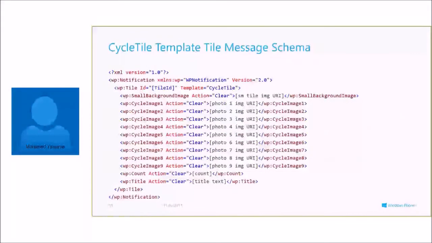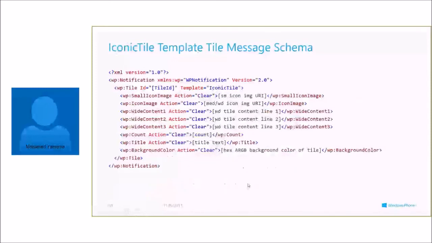Here's the cycle tile template. The same thing: you just copy and paste that and change the URIs of the application. You can send the count as well, the title, if you want. You don't need to send them all. You can send some and ignore the others. And this is the iconic tile, with the 3 wide contents that you have. You can send just one or all of them. The background color, an ARGB background color of the tile, you can put that one as well.